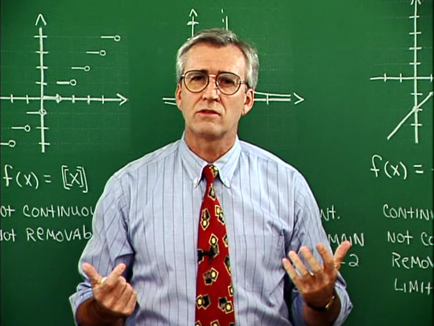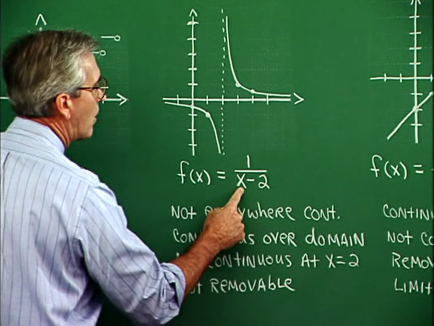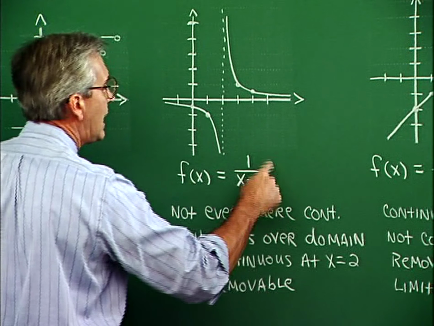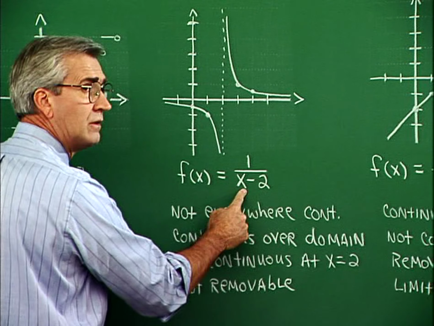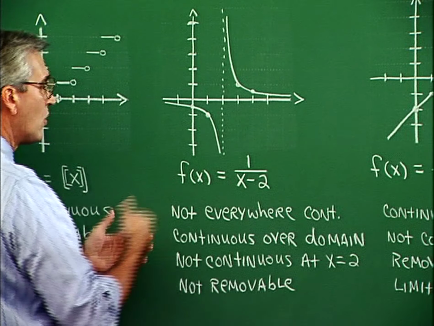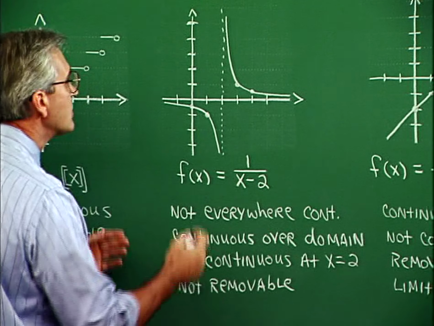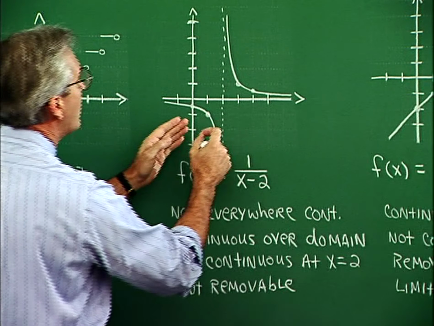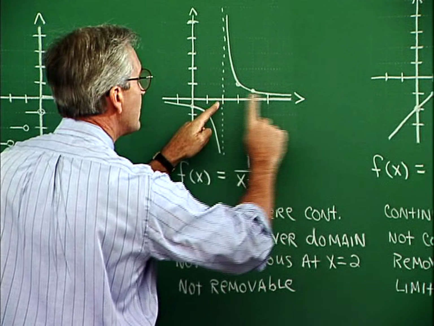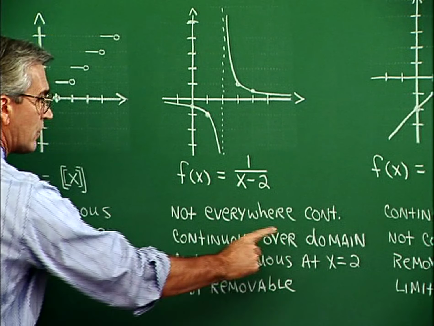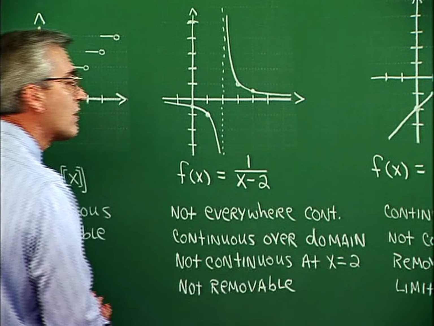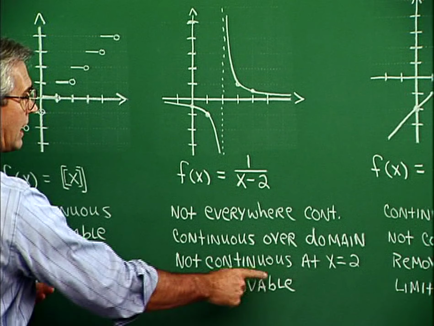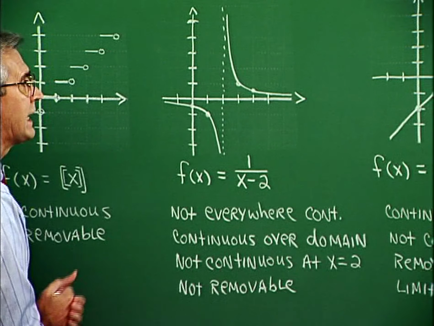Well, the fraction makes sense for every value of x except for the value x being 2, because 2 causes the denominator to become 0. So the implied domain here is all real numbers except 2. And over that defined domain, we have a continuous situation because we have a continuous function from negative infinity right up to the point 2, and we have a continuous situation from 2 out to positive infinity. So it's continuous over its domain, but it is not everywhere continuous. And it's not continuous specifically at x equals 2, and it's not a removable discontinuity that we're looking at here.